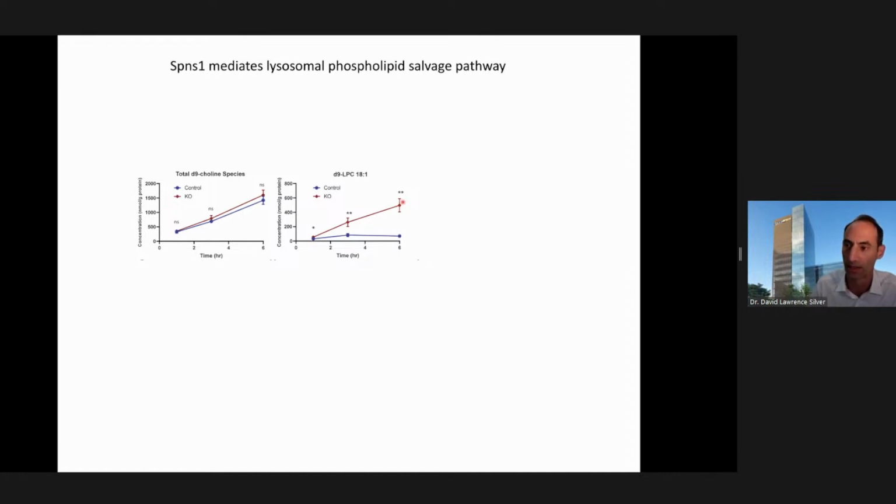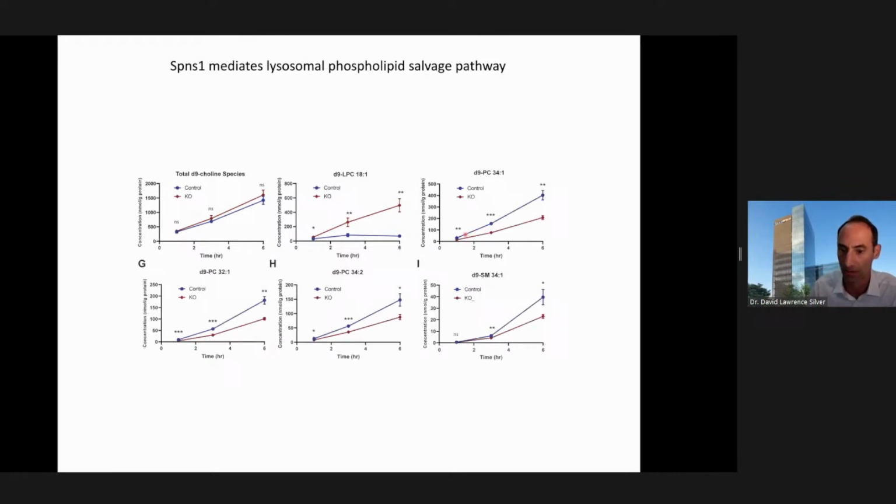Now, I should say the control cells don't do that at all. They do not accumulate at all. Again, consistent with the existence of SPINS1 in the lysosome mediating efflux. So then looking at the downstream products, you can see that the knockout cells for any of these identified PCs with different acyl tails now, but still have a D9 choline head group, they're reduced for the knockout. It's not a complete inhibition of conversion to these downstream lipids, but it's a very significant drop among all of them.